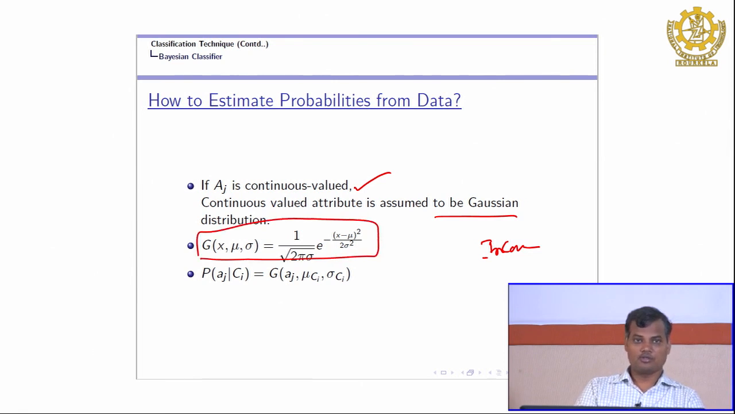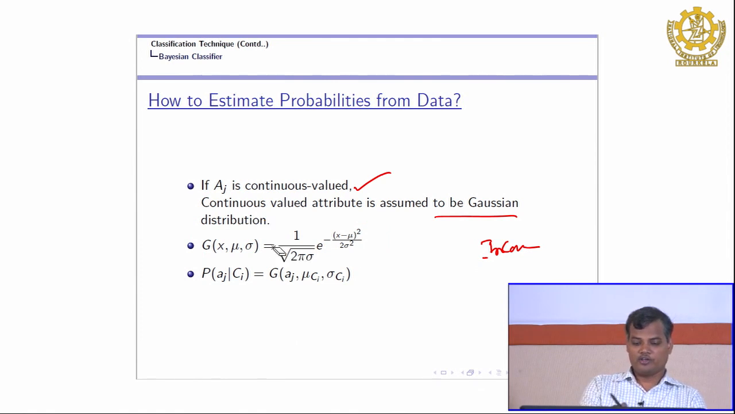1 by root over 2 pi sigma, e to the power minus (x minus mu) squared by 2 sigma squared. Here mu is the mean, and sigma is the standard deviation of all the values belonging to that particular attribute.